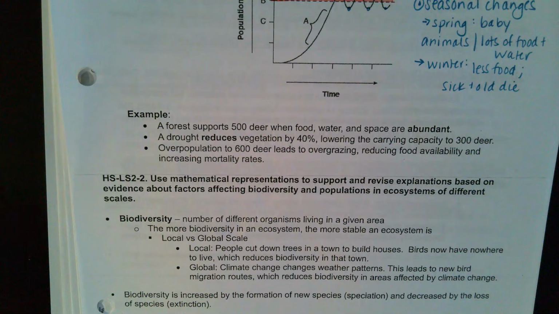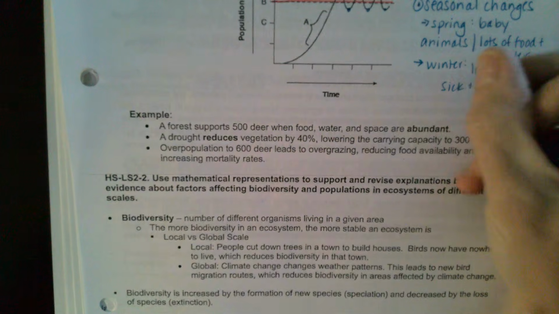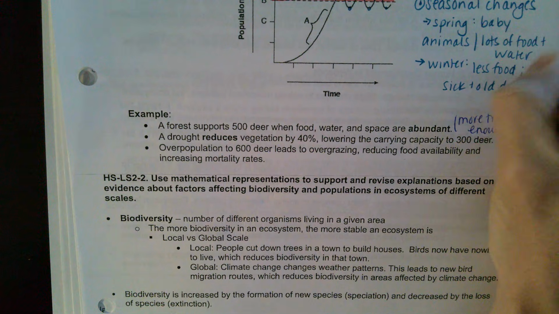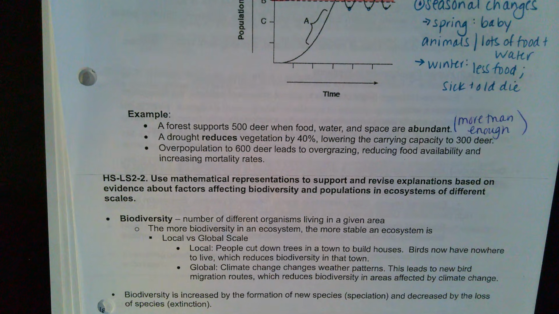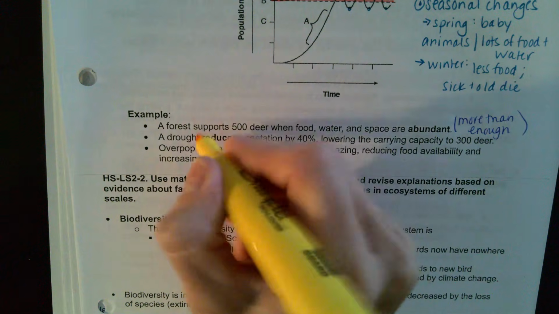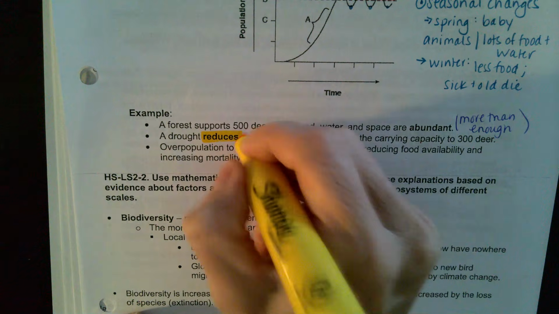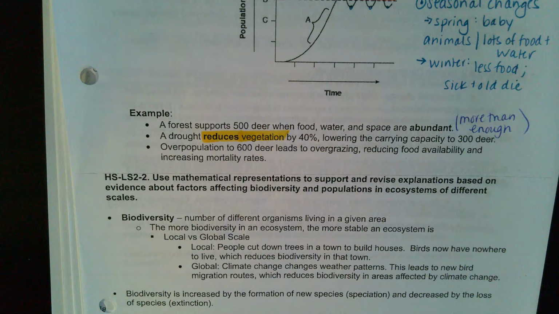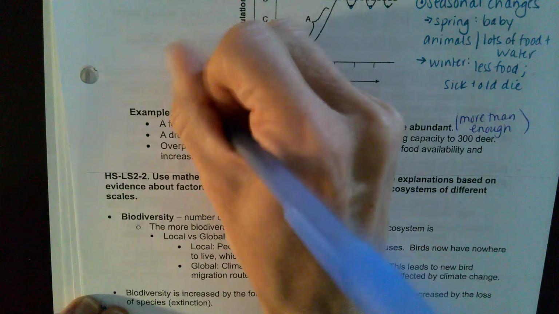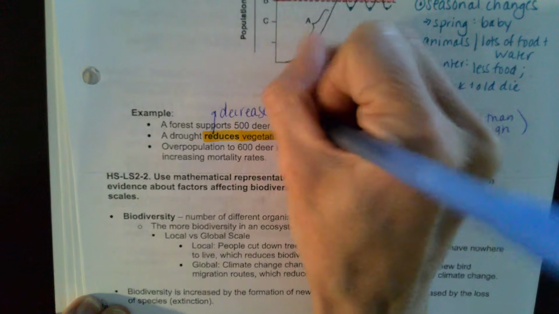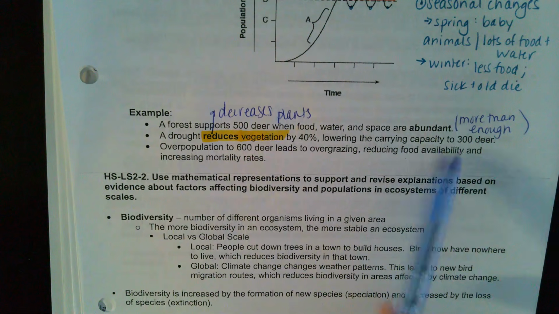Here's some examples. It says a forest supports 500 deer when food, water, and space are abundant. Abundant just means more than enough. A drought reduces. Reduces is a word sometimes we have a hard time with. That just means decreases. Oh, and vegetation, if you don't know what vegetation means. So here we have decreases. And vegetation just means plants. By 40%, lowering the carrying capacity of deer to 300.